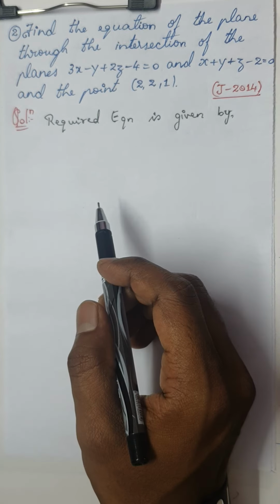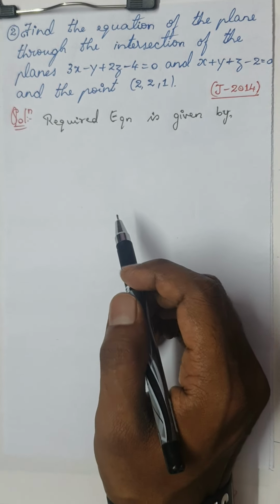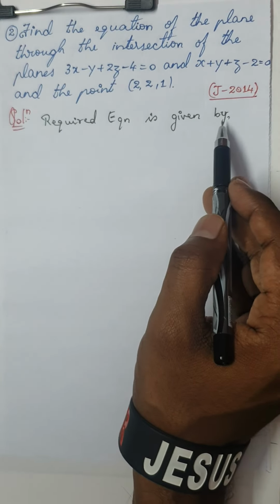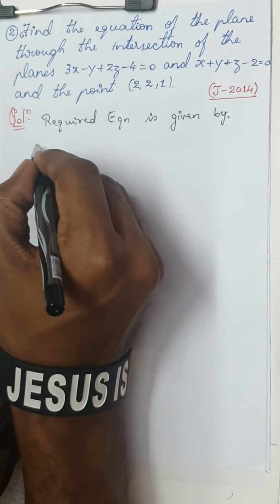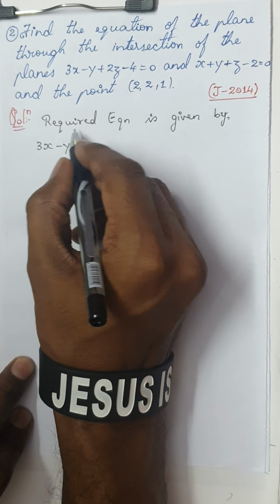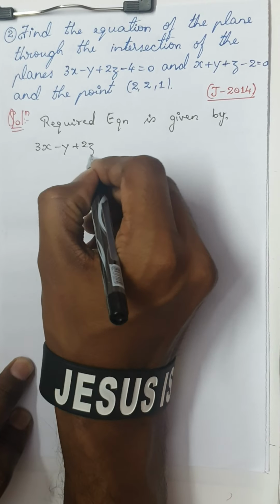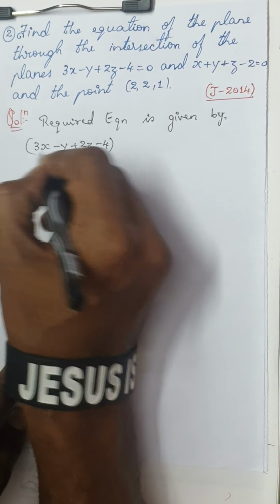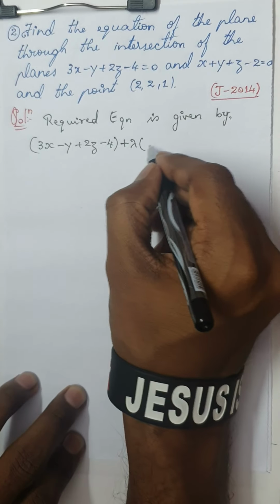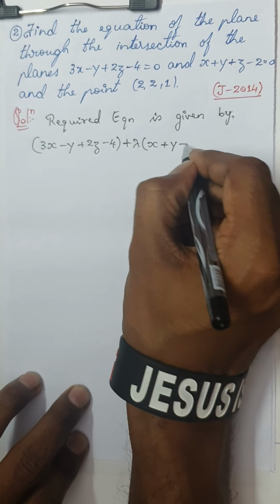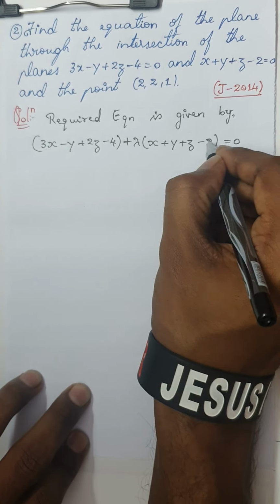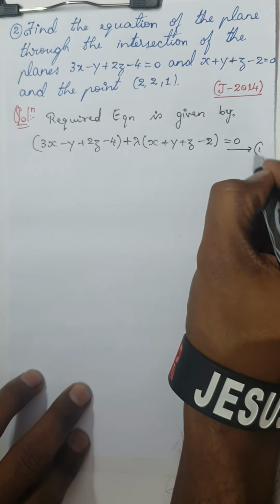Okay. So because it's a 2 mark question, you don't need any introduction for this. The required equation is given by, very simple. First write the first equation of the plane, which is 3x minus y plus 2z minus 4. Okay. So write the first equation plus lambda times the second equation, which is x plus y plus z minus 2. This is equal to 0. You can take it as equation 1.